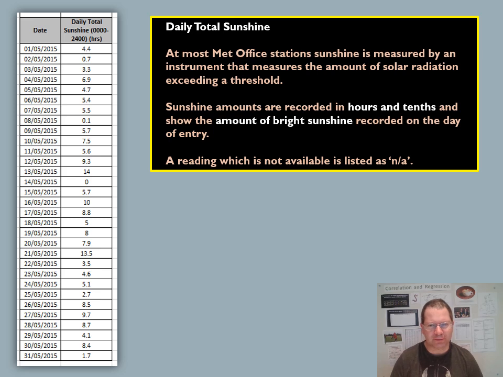Daily total sunshine is measured as the amount of sunshine in a day between midnight and the following midnight. It's measured in hours and tenths, so there were 4.4 hours of sunshine on the 1st of May. That is 4 hours and 24 minutes, of course, not 4 hours 40 minutes. And 0.7 for the 2nd of May would be 42 minutes. 0.1 of an hour is 6 minutes. It's the amount of bright sunshine recorded on the day of entry.